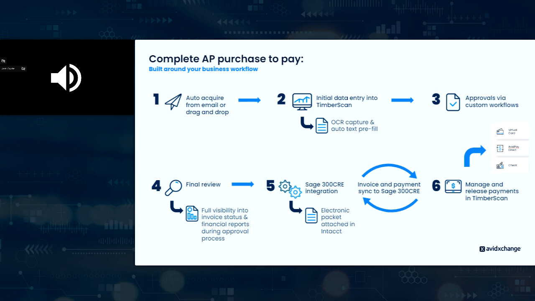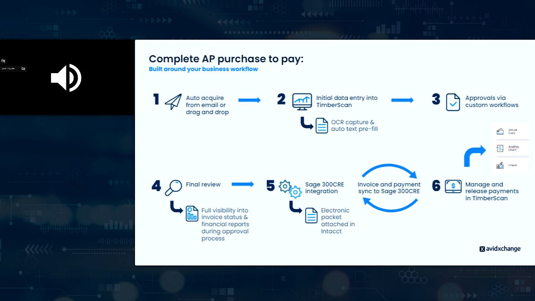Now, one other thing to note here, just a little bit about the integration. So Timberscan was actually designed exclusively for Sage 300 CRE when it was initially developed. So very tightly integrated with Sage. And there's no duplication of data. So you don't have to enter separately vendors into Timberscan or cost codes. We're reading that information from Sage. So from within Timberscan, you'll be able to see your vendors, your jobs, your codes.